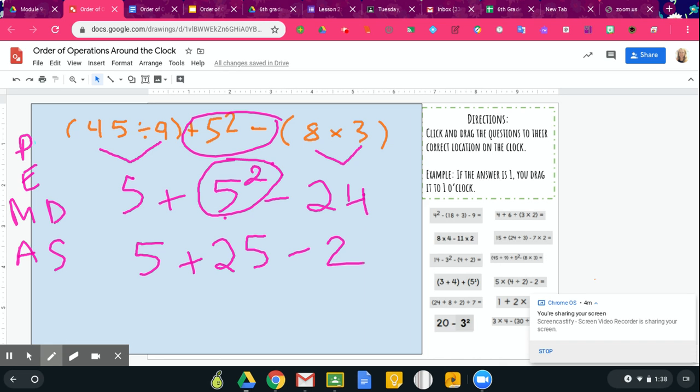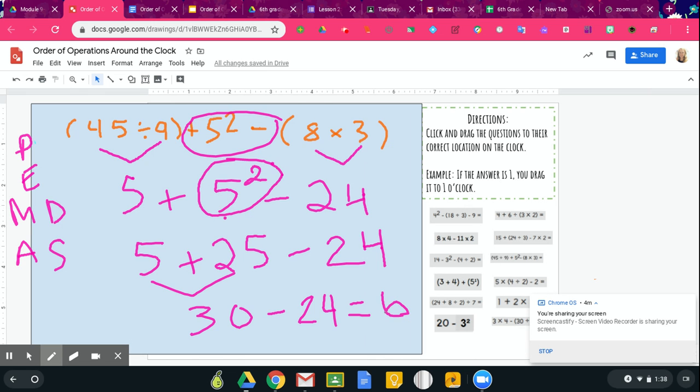And now what I'm left with is addition and subtraction. And with those, you work from left to right, which is the same way you read. So 5 plus 25 would be 30. And then 30 minus 24 would be 6.